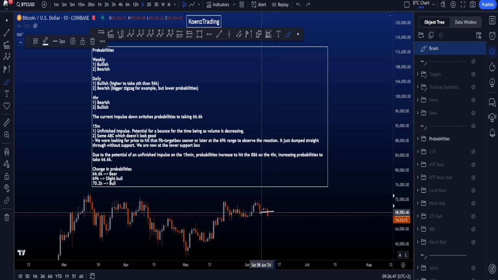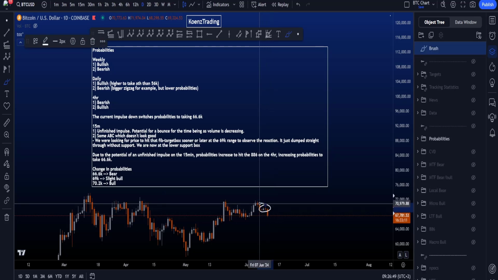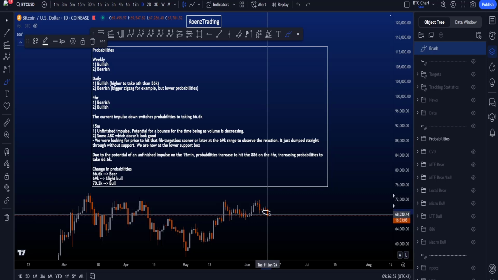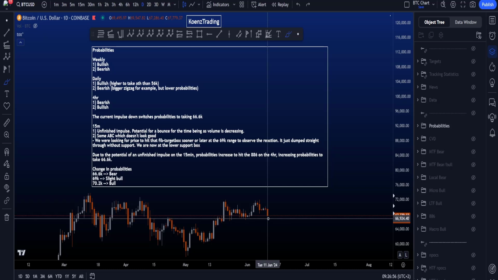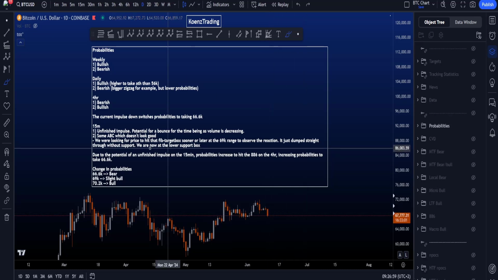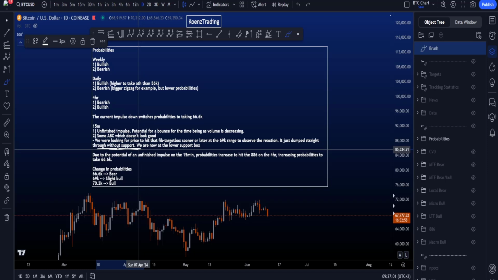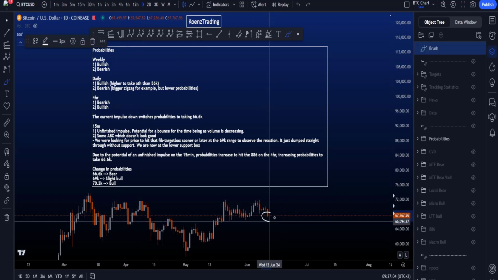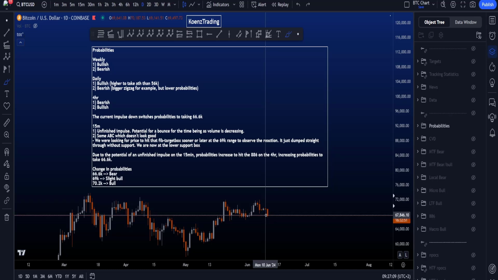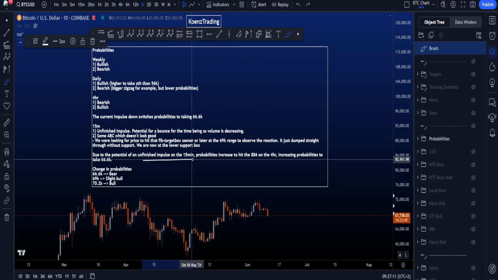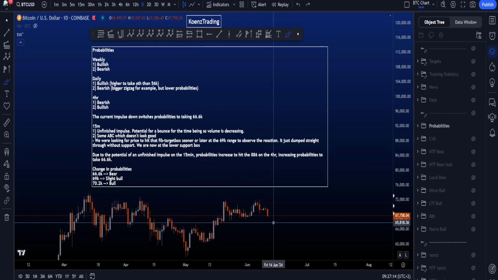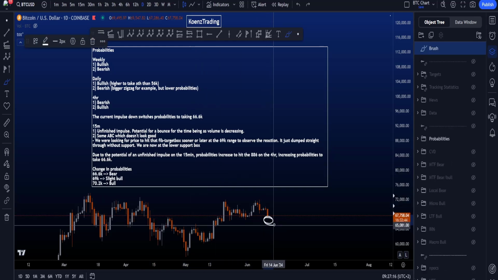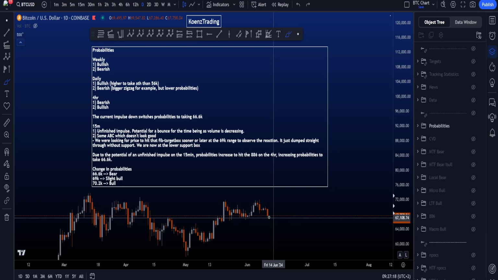Now we were looking for price locally while it was ranging over here to move to the downside inside the fib target box and then look for some support if we can get it. However, price moved towards the downside. It dumped straight through that potential area of interest, and now we are at the lower support boxes. So now we can again observe what price does here. Due to the potential of an unfinished impulse on the 15-minute, the probabilities increase to hit the 886 just below, which therefore also increase the probabilities to take out 66.6K.